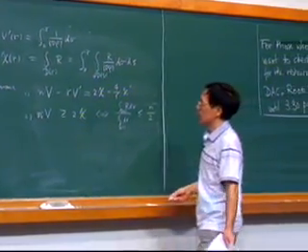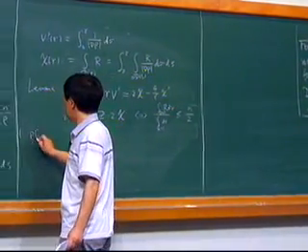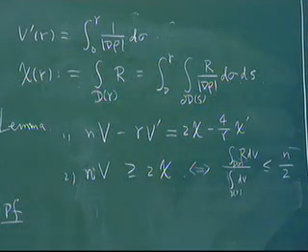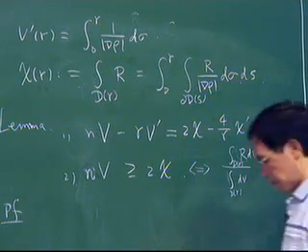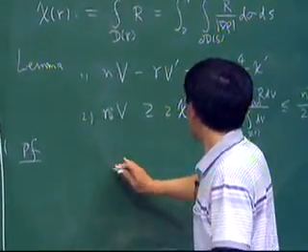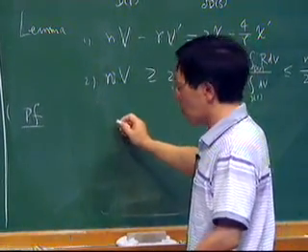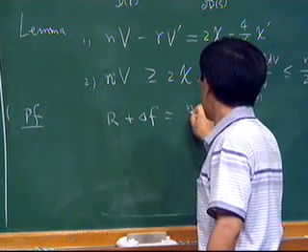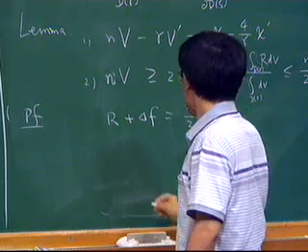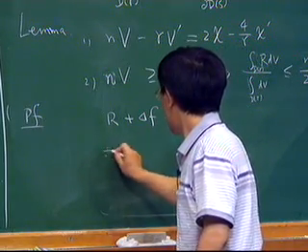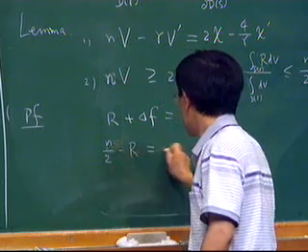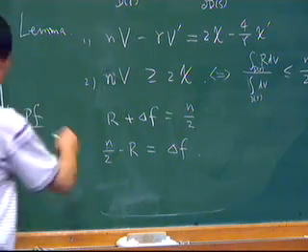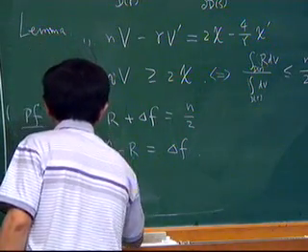Proof is, I will prove these two results at the same time. We just put, we have r plus Laplacian f equal to n over 2. So we have Laplacian f equal to n over 2 minus r. We'll take the integral on dr.